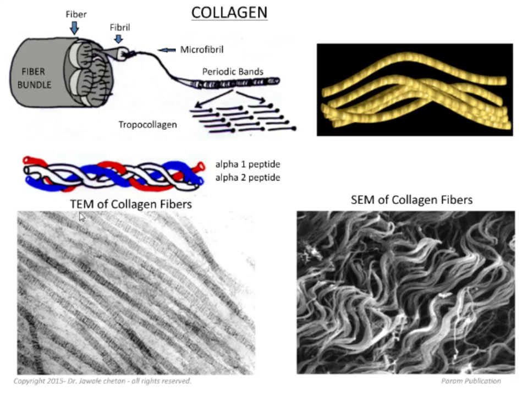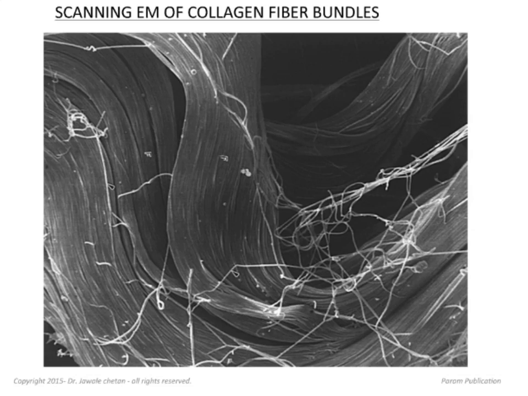Under a micrograph they look like this. Because of these striations we can identify the collagen fibers. In loosely arranged collagen fibers you can see the presence of a fibrous structure. Under a scanning electron micrograph of collagen fiber bundles you can see the presence of fibers here.